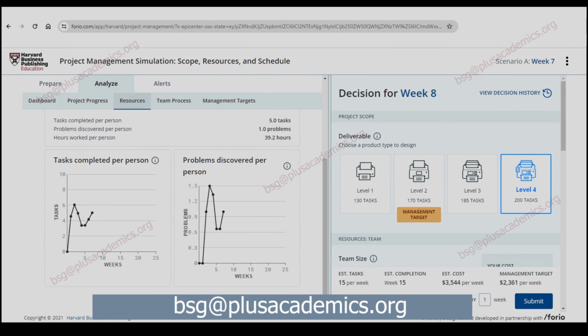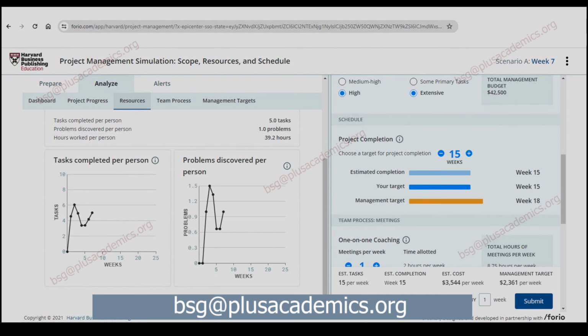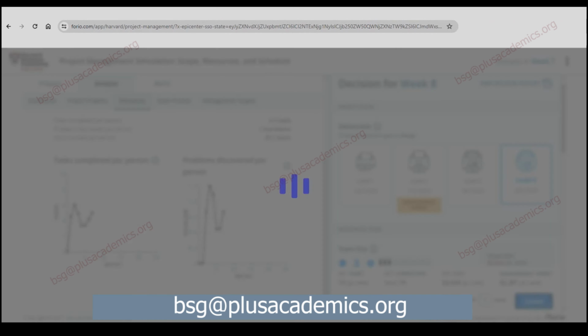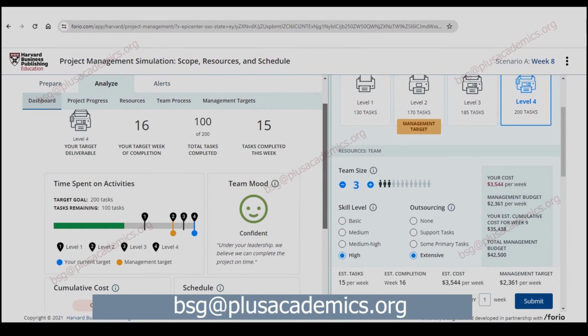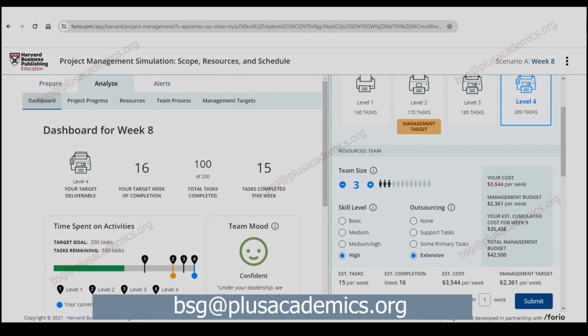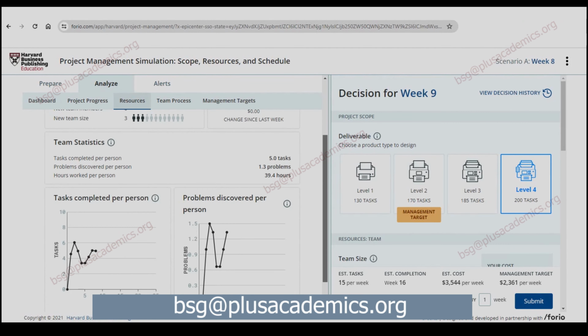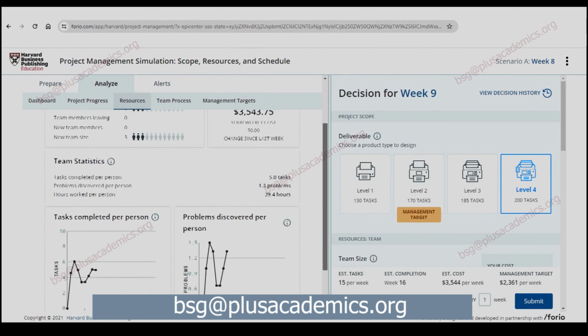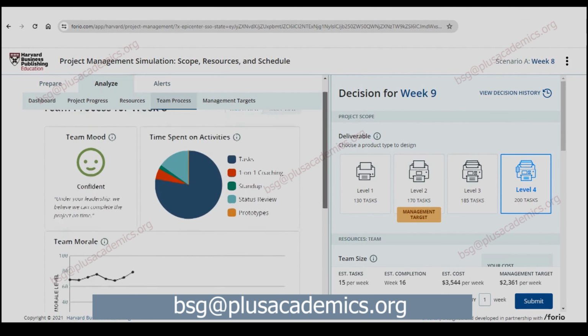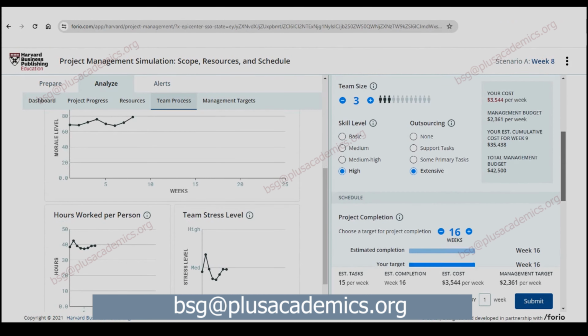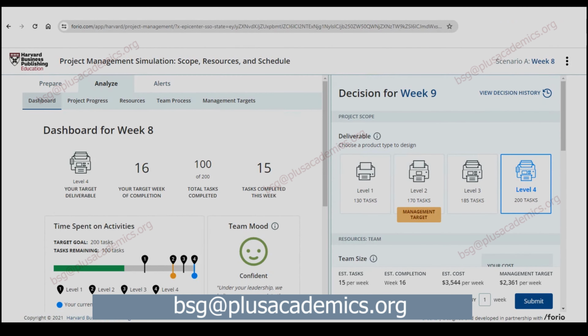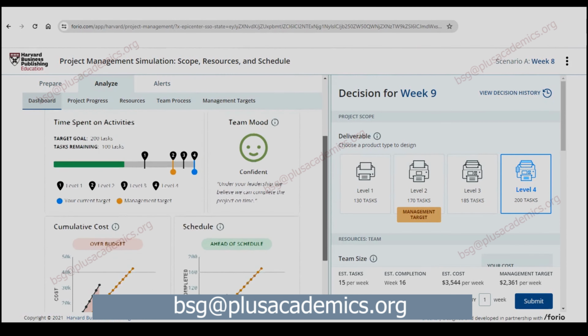Okay, let us give them more time so that they can address this problem. So let us increase our target to 16 weeks. Now you see, they are saying, under your leadership, we believe you can complete the project on time. And then let's go to resources and see if they manage to solve the problem. The problems are increasing. Okay, and then team processes. You can see the morale is increasing, stress level is nearly constant. Okay, and then when you go to dashboard, you can see our progress. We're doing okay, we are ahead of schedule, but over budget.